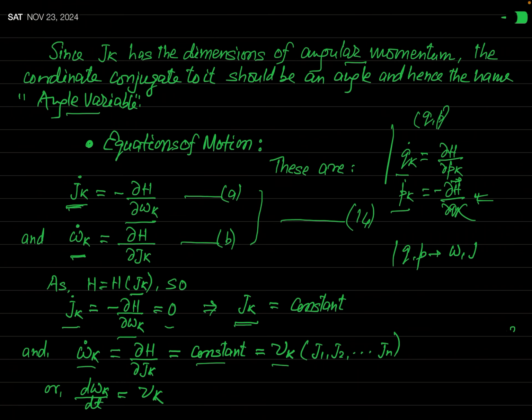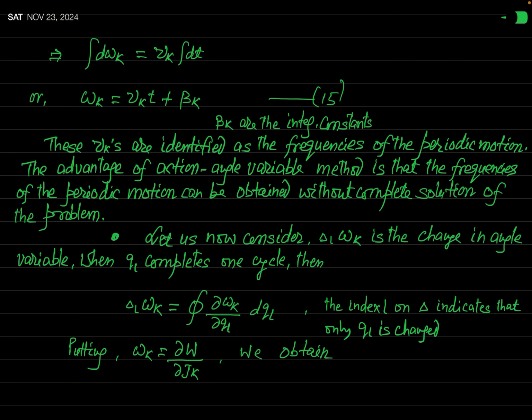Now, omega k dot is simply written as d omega k by dt, that will be equal to nu k. You will see later on that this nu k has dimensions of frequency, and therefore from here you can find the value of omega k by integrating it. Integral of d omega k equal to nu k integral of dt. So omega k is equal to nu k times t plus beta k. Actually here beta k is an integration constant.